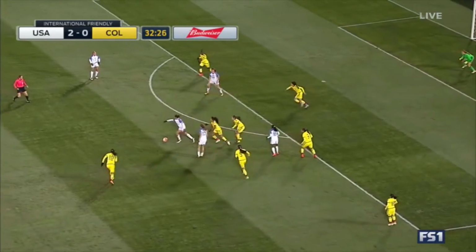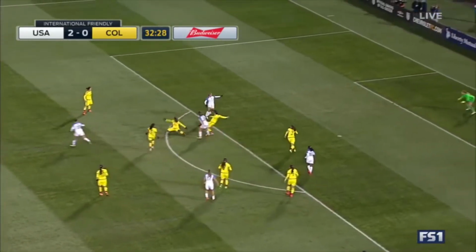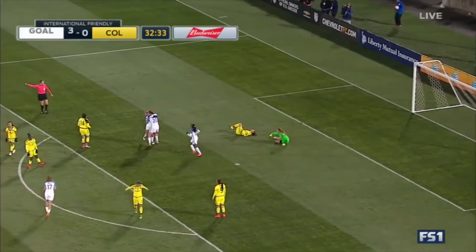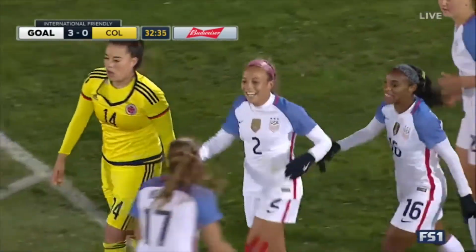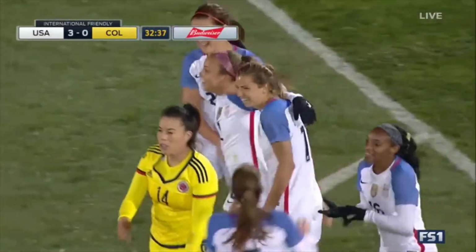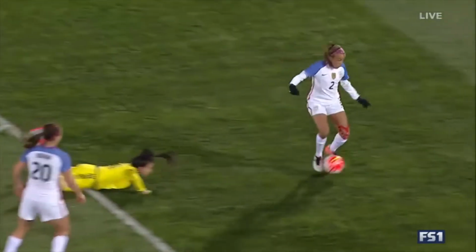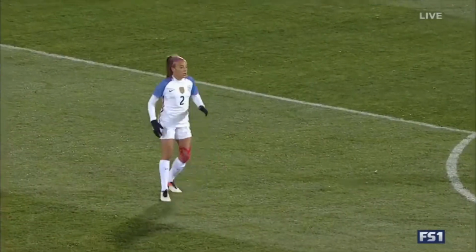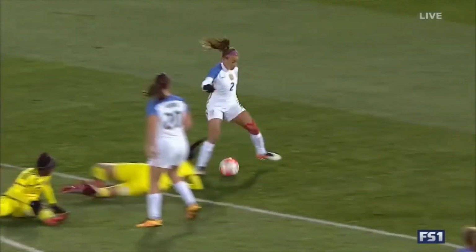Heath. One of the bodies in there. Lloyd. A cutting ball through! 3-0. If flag stayed down, and it did. Mallory Pugh came slicing through. Perfectly timed. And then Mallory Pugh at such a young age has the class to look up and finish it right where she needs to and right over the goalkeeper's leg. That's 2 assists for Carly Lloyd.